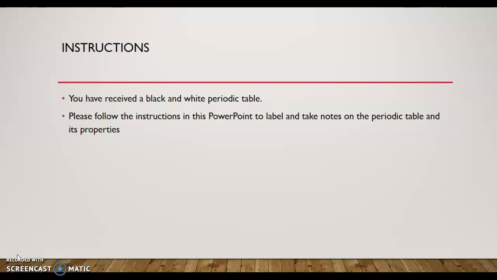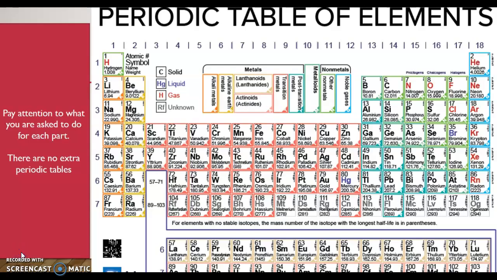It is pretty self-explanatory, but I really want you to pay attention to labeling things correctly and know that you are responsible for knowing the properties of each type of element that we look at today. This is a colored version of your black and white periodic table. Please pay really close attention to what you're asked to do. There are not enough extras for everybody to make a mistake, so if you make a mistake, do the best you can to fix it.